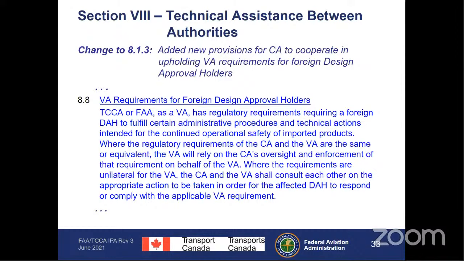Where the regulatory requirements of the CA and the VA are the same or equivalent, the VA will rely on the CA's oversight and enforcement of that requirement on behalf of the VA. Where the requirements are unilateral for the VA, the CA and VA shall consult each other on the appropriate action to be taken in order for the affected design approval holder to respond or comply with the applicable VA requirement.